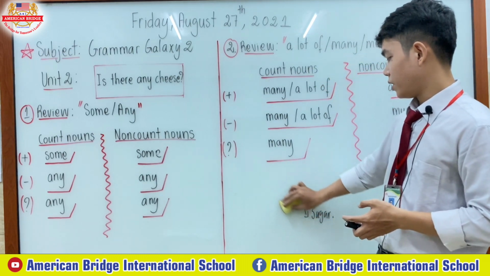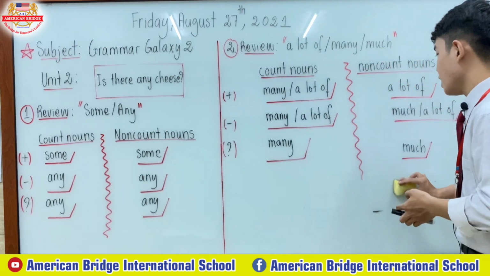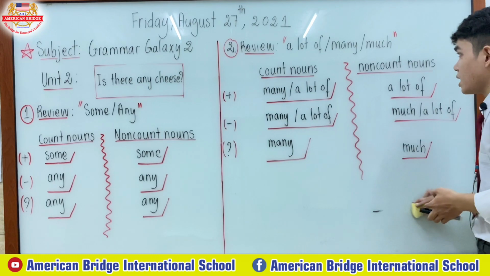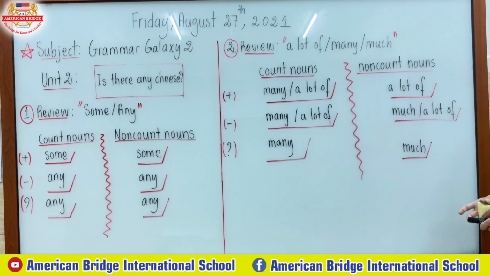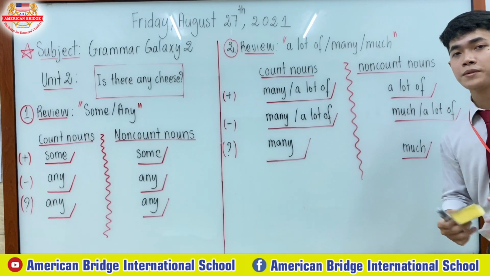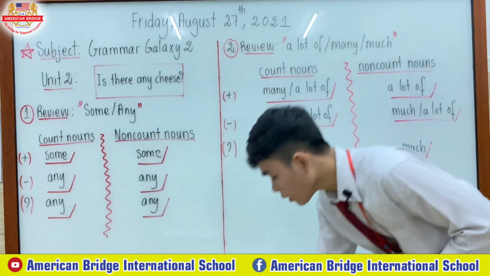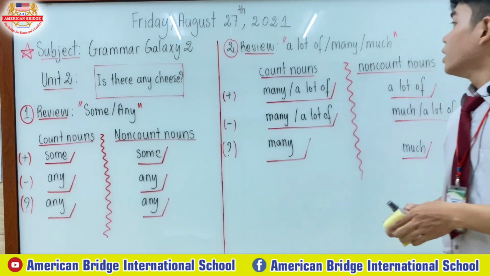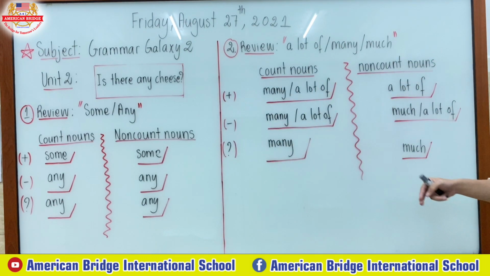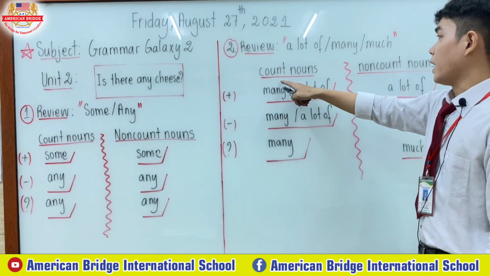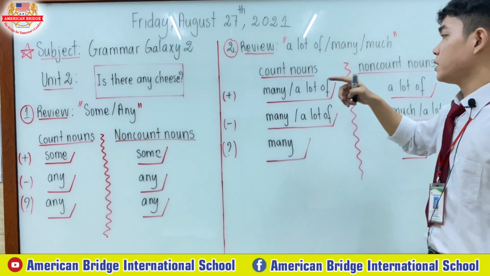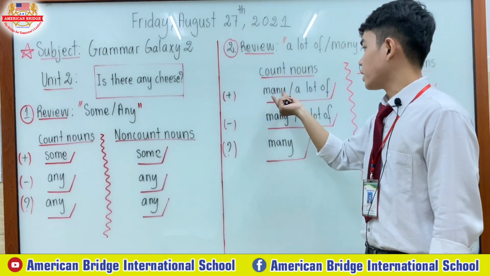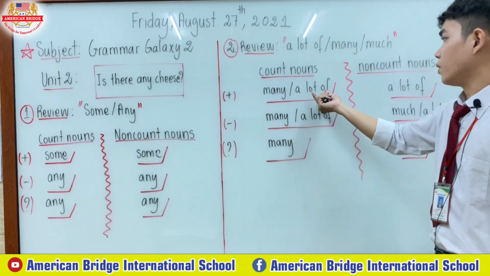In our review 2, which is about a lot of, many, and much, we know that we use a lot of, many, and much to talk about the quantity of something, right? Let's continue. So I also divide it into count nouns and non-count nouns. For the positive form, with count nouns you can use many or a lot of.